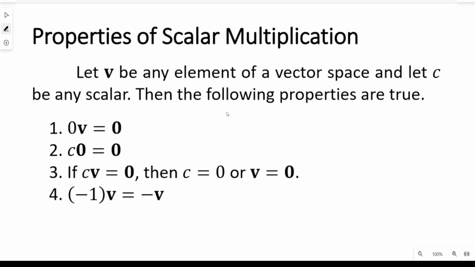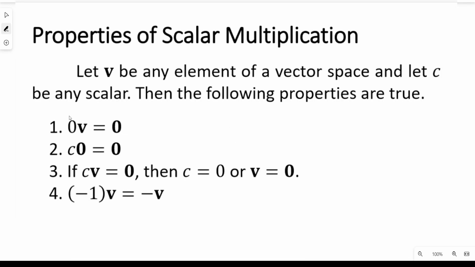So here we have these properties of scalar multiplication in a vector space. Let V be any element of a vector space, and let C be any scalar. Then the following properties are true. The zero scalar times any vector would give you the zero vector. The difference there is that the first zero is a scalar, an ordinary zero, while this one right here is a vector. This could be a string of several components, depending on the dimension of your vector space.